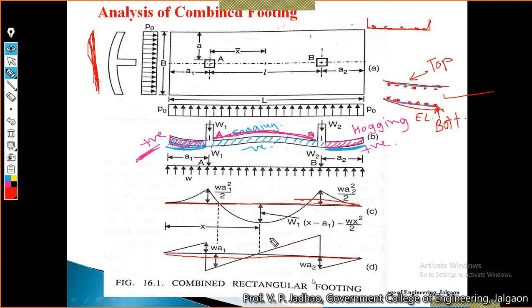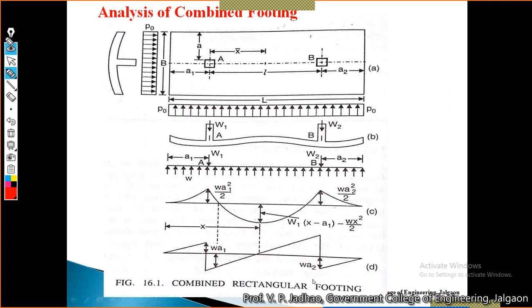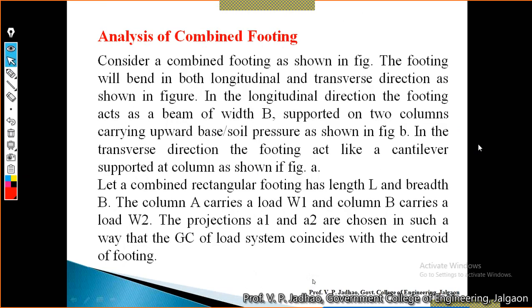In the transverse direction, we are considering a cantilever. In the longitudinal direction, we are considering some portion as cantilever, some portion resting on the column, and again some portion resting as a cantilever only. So this is how we will be designing. This is the basic principle. Now we'll go to our design. We'll start with the design.